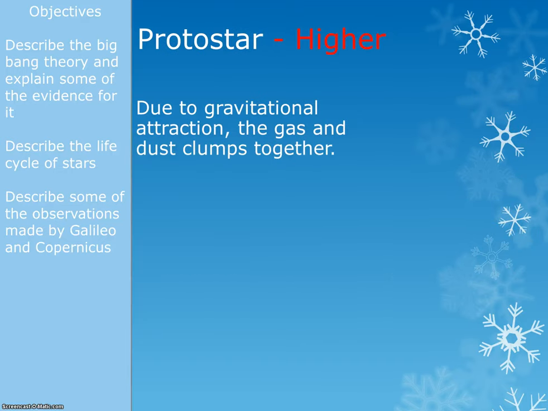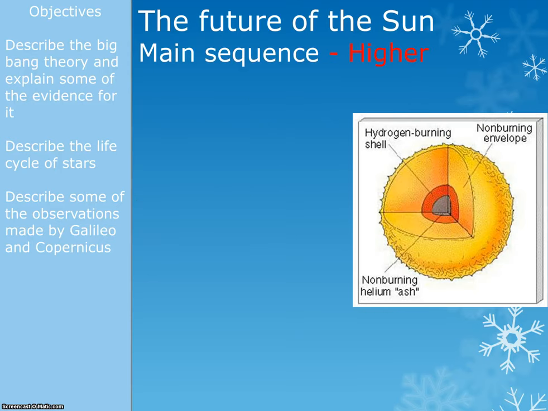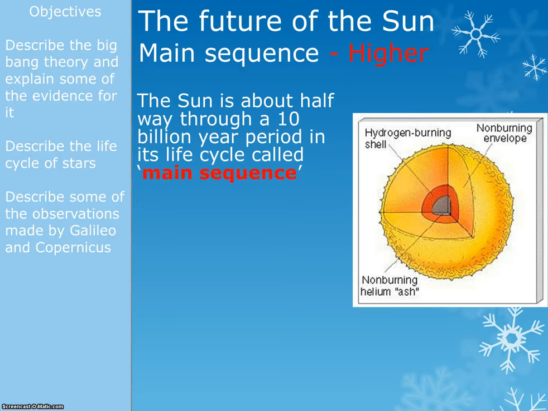The dust all gets clumped together because of gravity. So all the gravity pulls the dust together, and then it becomes what we call a protostar. Because we've pulled it all together, it gets a little bit hot and it starts to glow, and that's a protostar. The next step is the main sequence. Now this is a really, really long period of time. So stars will stay in this for about 10 billion years. Now our sun is about halfway through this.